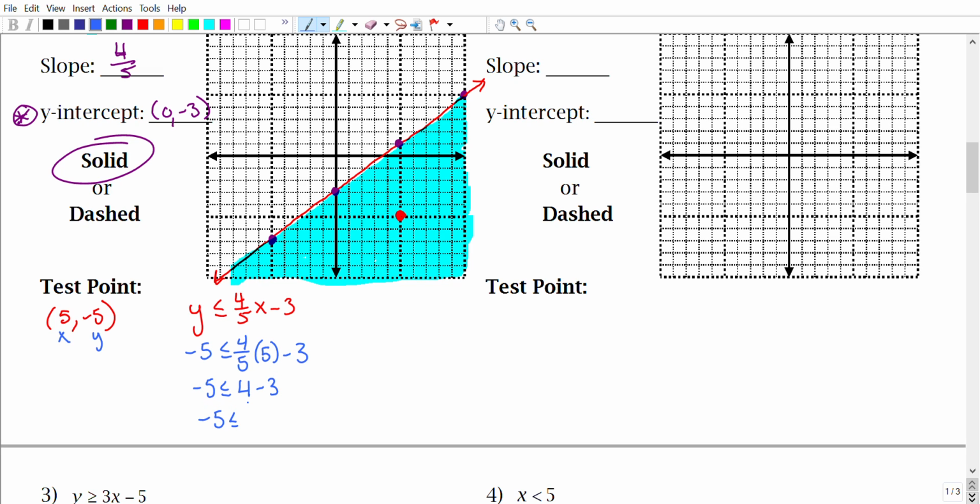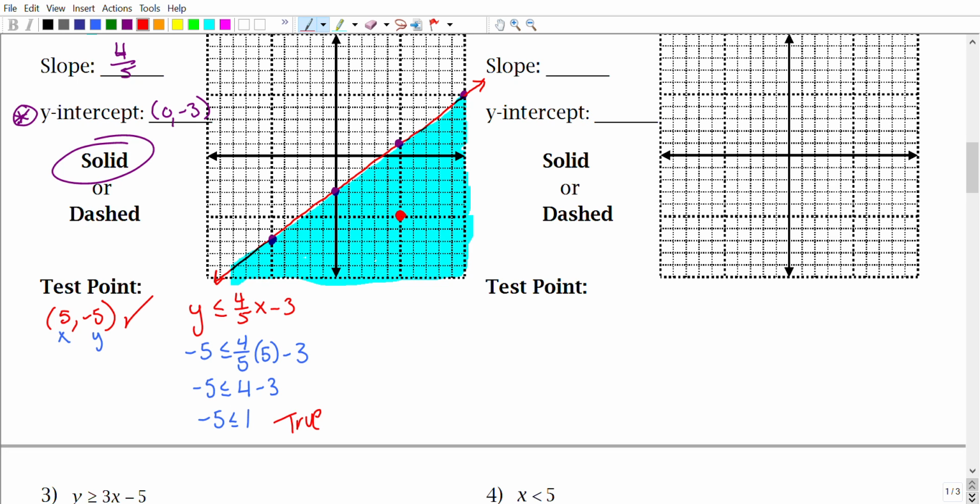Negative 5 is less than or equal to a positive 1. Is that true? Is negative 5 less than or equal to 1? Well, it's not equal to, so that's not right. But it is less than. So as long as one of those two statements is correct, then we are on the right track. So negative 5 is less than 1, so this is true, and hence this point actually does work. So that is a solution to my inequality.